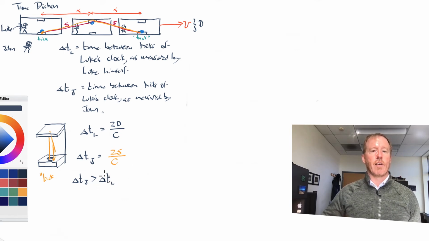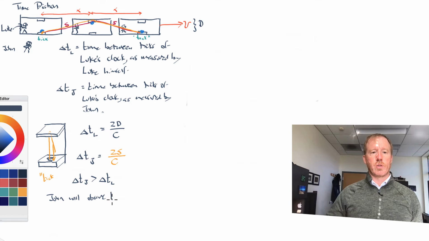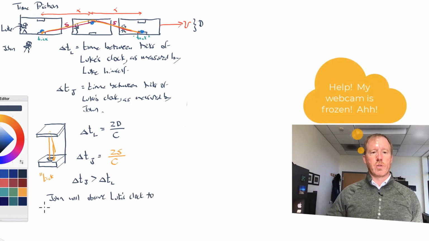That means if, let's say, Luke measures 1 millisecond between ticks of his own clock, John, when looking at that clock, will maybe measure 1.5 milliseconds between ticks of Luke's clock. So he will perceive that Luke's clock is ticking more slowly. That is, there's more time between ticks. So John will observe Luke's clock to be ticking slowly.